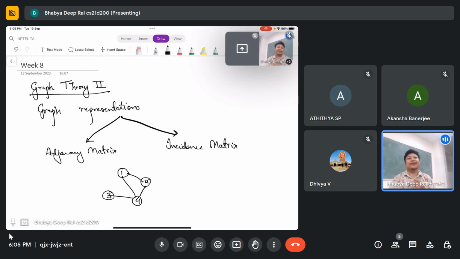This week's topic is graph theory, and last week's topic was also graph theory, but on a more introductory level. Now we are going deeper into graph theory this time. I'm going to call it graph theory 2.